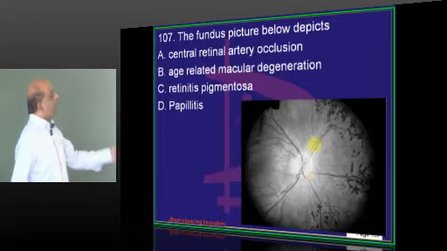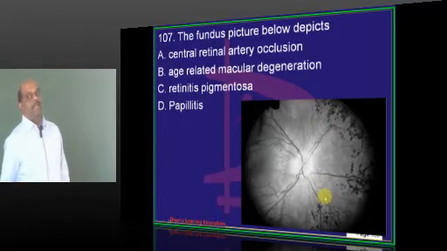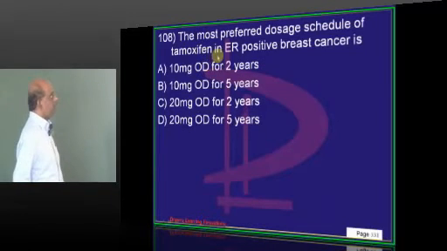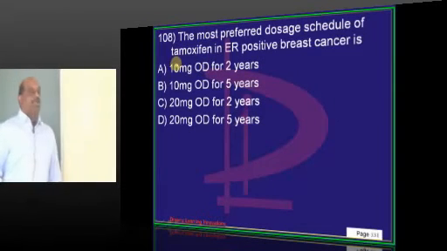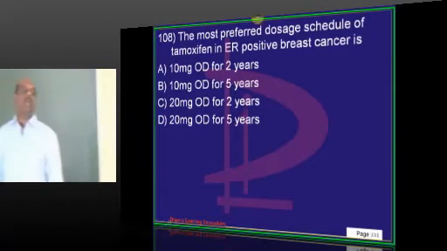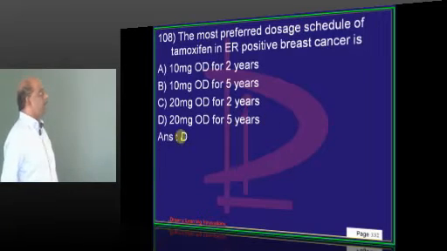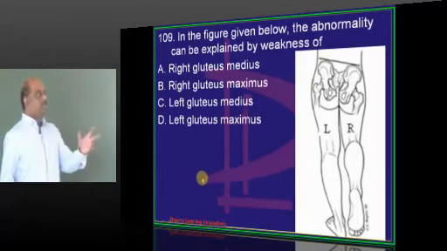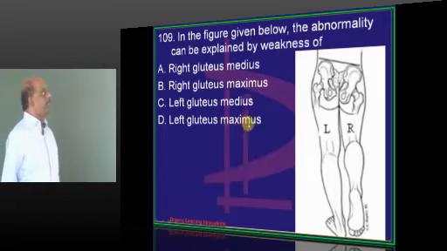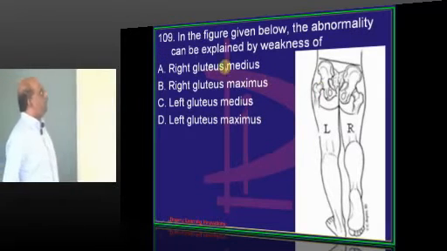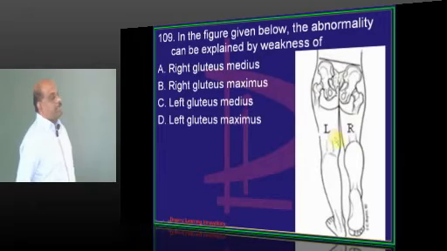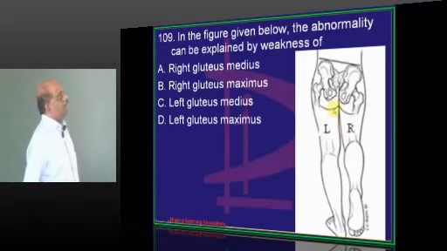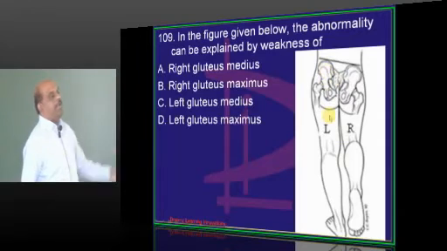Actually, a bony spicule fundus was given in the actual exam and that turned out to be retinitis pigmentosa. Tamoxifen, how many years do you give is a controversy. 20 milligram OD for 5 years. 3 years versus 5 year regime, there was a lot of talk about it.